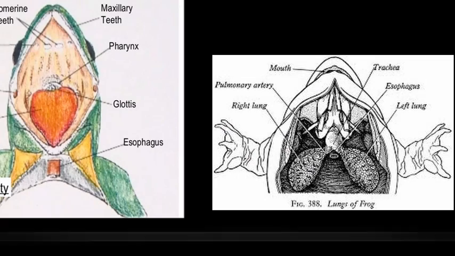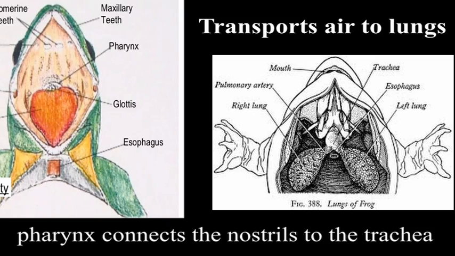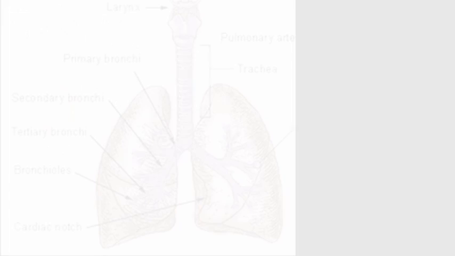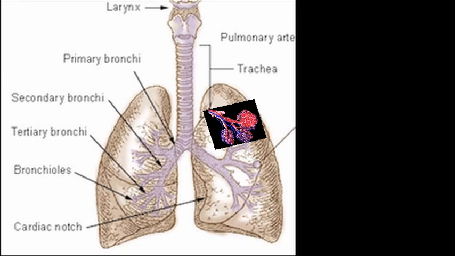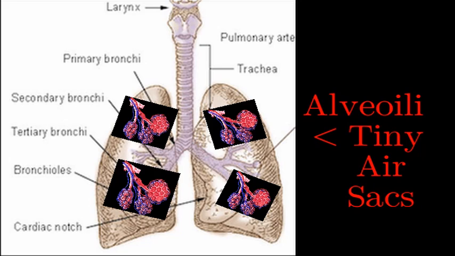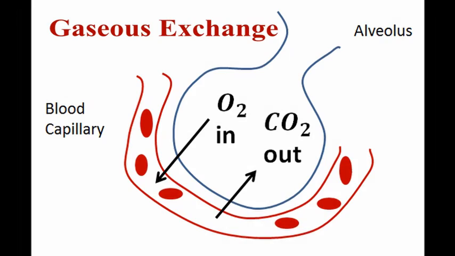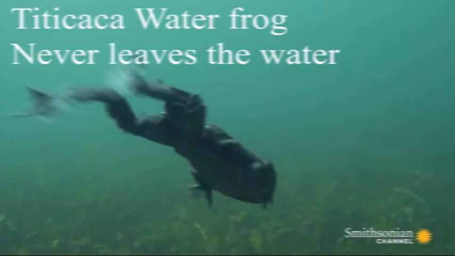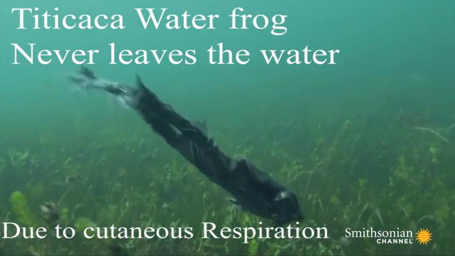The pharynx connects the nostrils to the trachea, and these help to transport air to the lungs, which sit on either side of the heart. These sacs contain various branches of bronchioles, which are further divided into microscopic alveoli. These tiny air sacs facilitate gas exchange through tiny capillaries. However, unlike mammals, they can also breathe through their skin in a process known as cutaneous respiration.